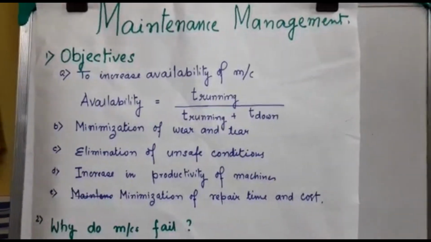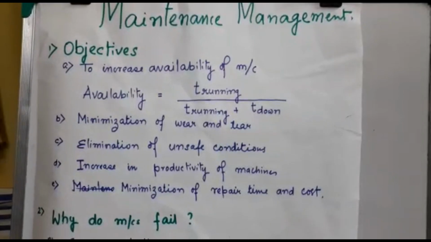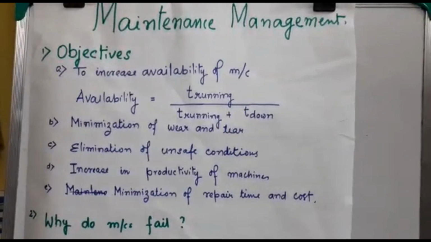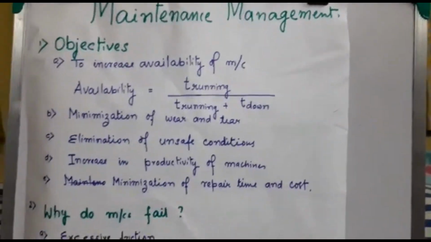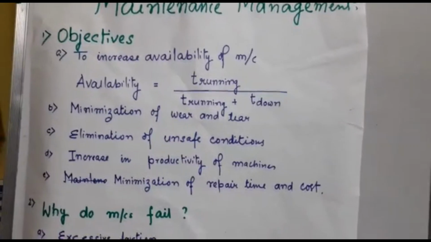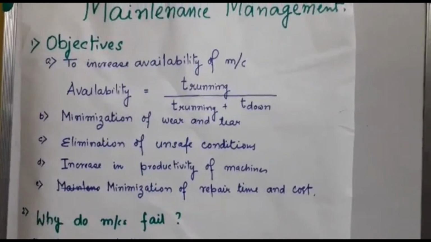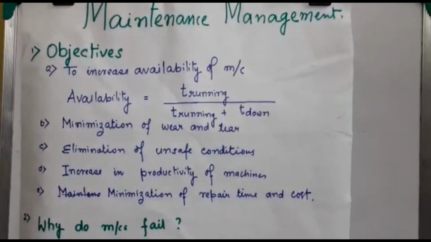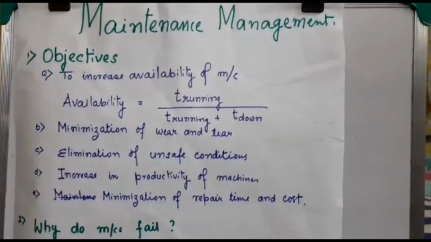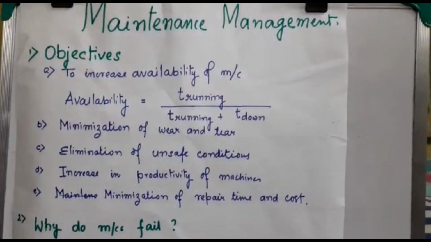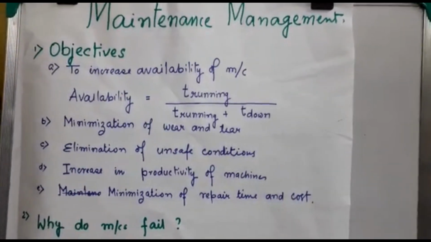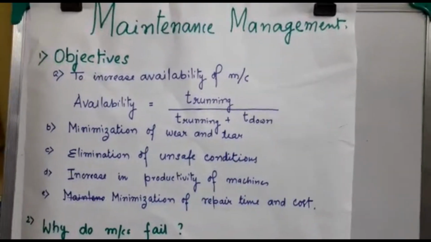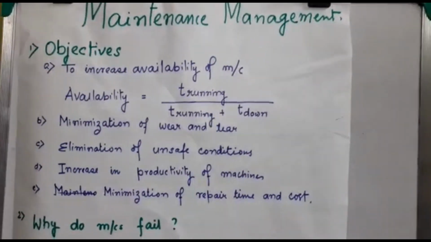In that case, instead of the machine running for 210 hours, it will be running only for 189 hours. So in that case, T running is equal to 189 and T running plus T down is equal to 210. So availability of the machine is not 100%. In this case, it is only 90%. 189 by 210 gives you 90%. So the objective of maintenance management is to increase the availability of the machine so that the machine is available for production rather than down because of maintenance service or waiting for the maintenance.